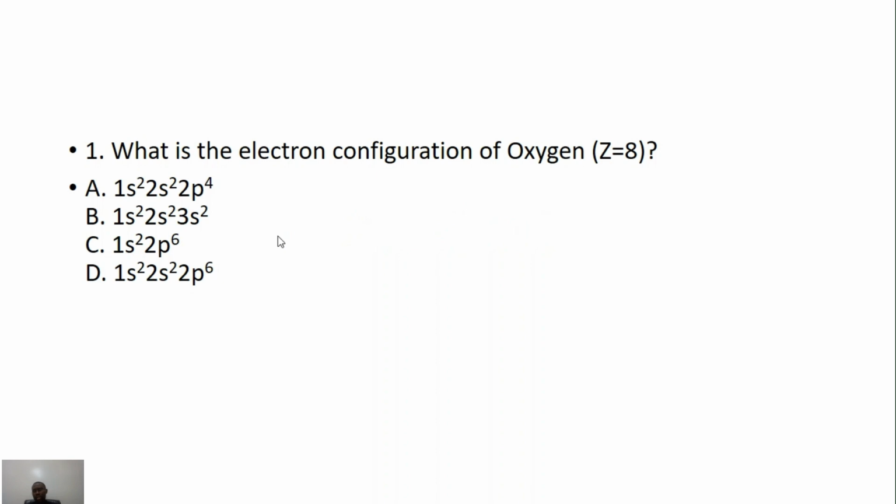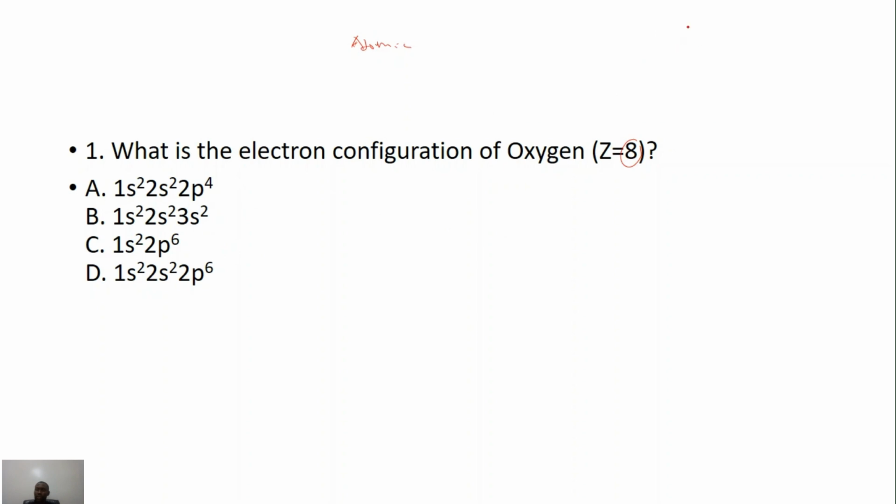There's something I missed while discussing writing the electron configuration of the atom of an element. For you to write the electron configuration of an atom of an element, you first of all need to know the atomic number. So after knowing the atomic number, which we know here to be 8, the next thing is to apply the principles and the rules: the Aufbau principle, Hund's rule, and the Pauli exclusion principle. Okay, now let's apply them.